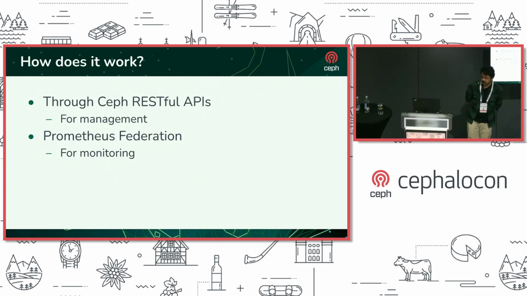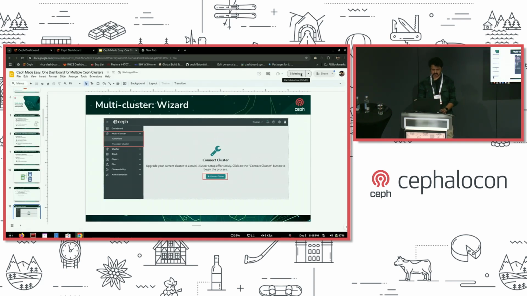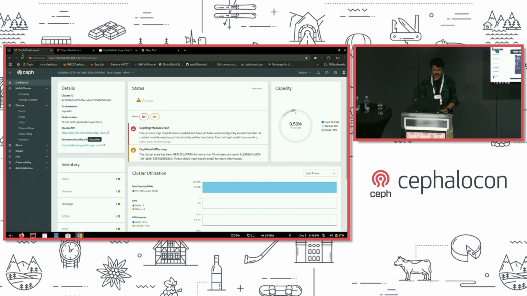The whole thing works by leveraging the Ceph RESTful APIs. That's how the whole management part works. Management and also the read-only, non-metric monitoring part of the Ceph dashboard, everything goes through the Ceph RESTful APIs. Then the Prometheus federation is used for the normal Prometheus metrics collection. I would like to show a demo here before I move on to the rest of the presentation, so that you know quickly how this would look.